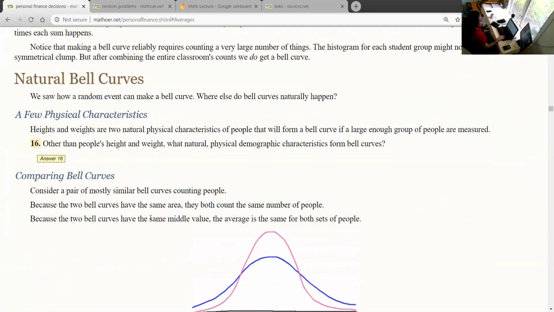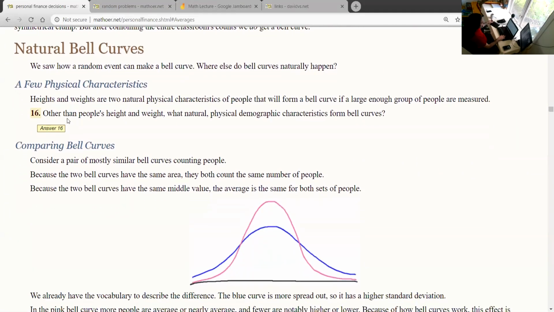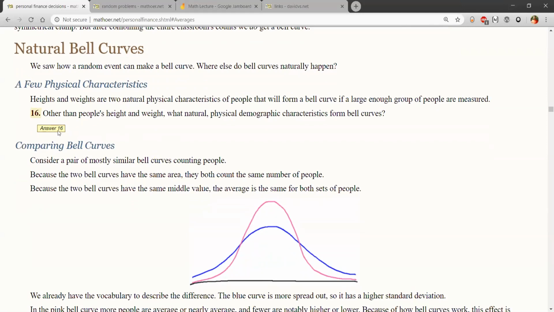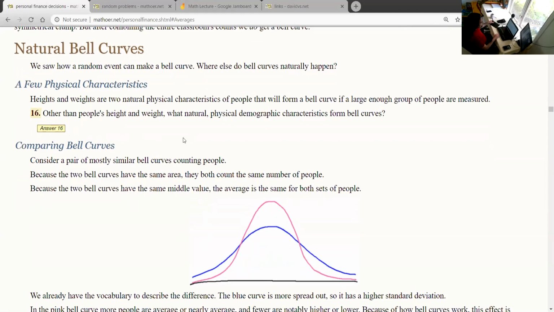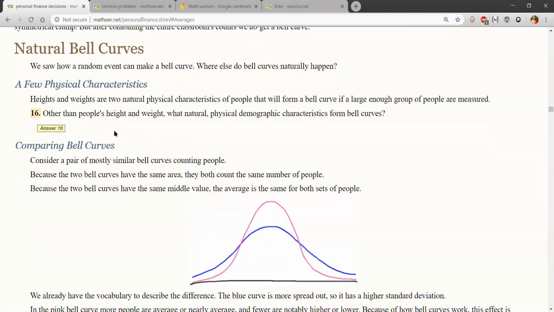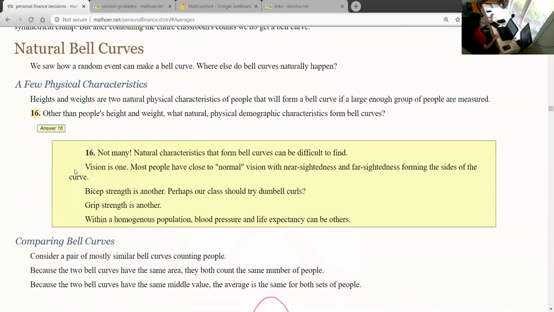So there are a few physical characteristics that make bell curves. Random events can, like adding dice. Heights and weights will. Anyone know what other natural physical characteristics of people form bell curves? Hair color. It's not really something where you can measure numbers on the bottom or put things in. Well, you know how many people have blonde, how many people have brown. No, I'll give it away.